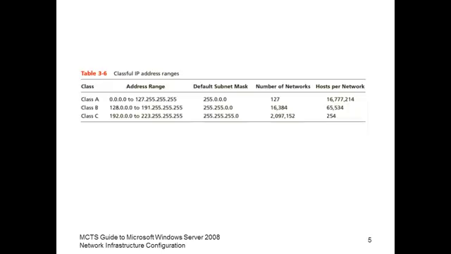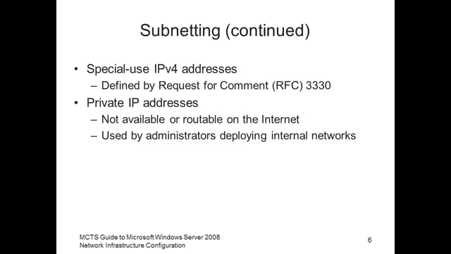Now, with a Class C, the 4th octet is 0. You see that? So that's the number of hosts. All right, let's continue on. There are some special use addresses, which we're going to see in a second. There are also some private addresses, which we're going to see in a second.